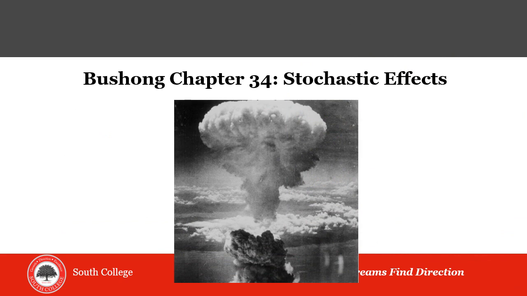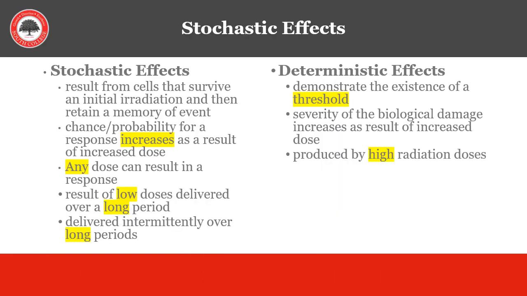Okay, the last chapter is chapter 34 on stochastic effects. We'll begin. In this chapter, we're looking at stochastic again, and then we'll review deterministic. Just a little review is that stochastic effects are resulting from an initial radiation that happened and the cells retain a memory, is another way to think about it.